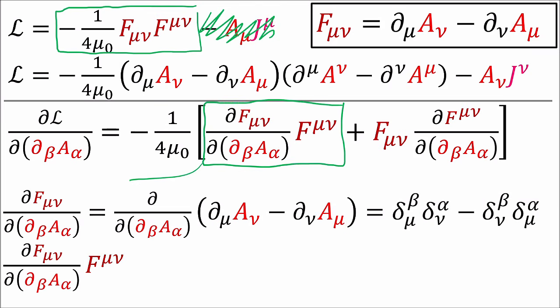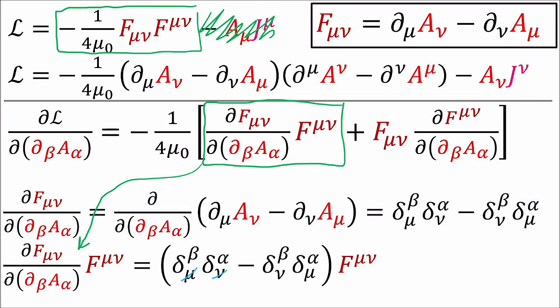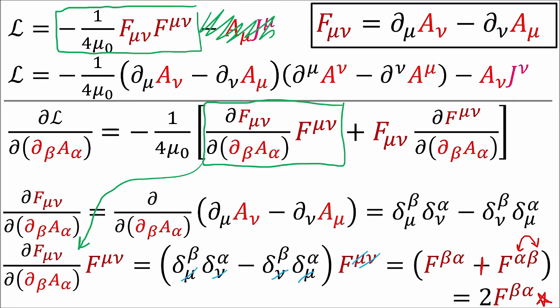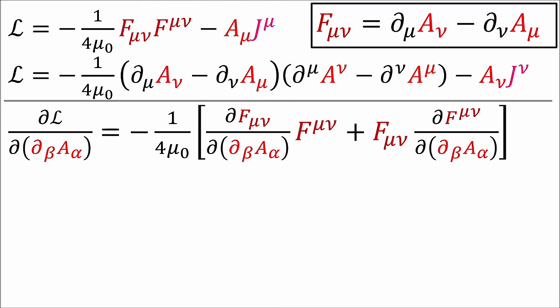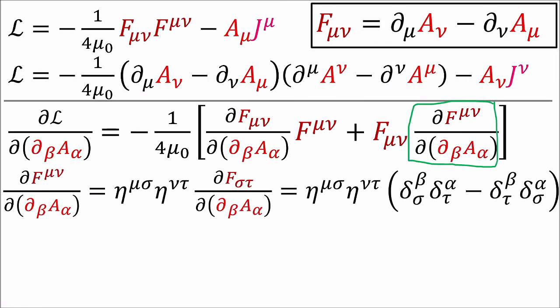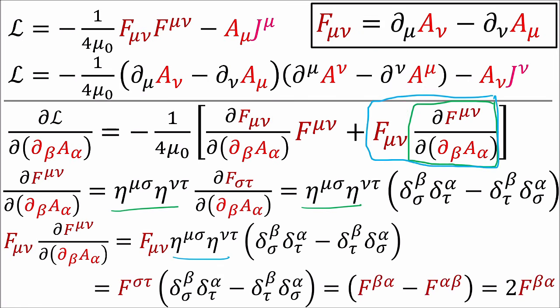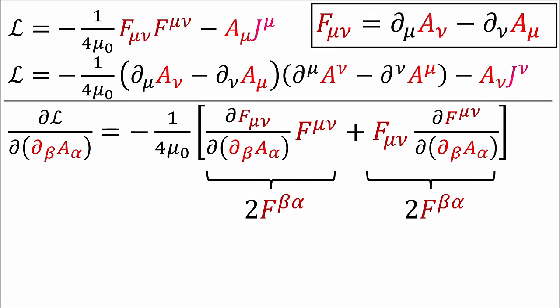When we sum this with F and do all the index replacements, we get F beta alpha minus F alpha beta. Remember, since F is antisymmetric, we can swap the indices to get a negative sign, and this gives us 2F. For the second term, there's a little more index gymnastics involved with raising and lowering indices using the metric, but we also get 2F as a result, giving 4F in total.